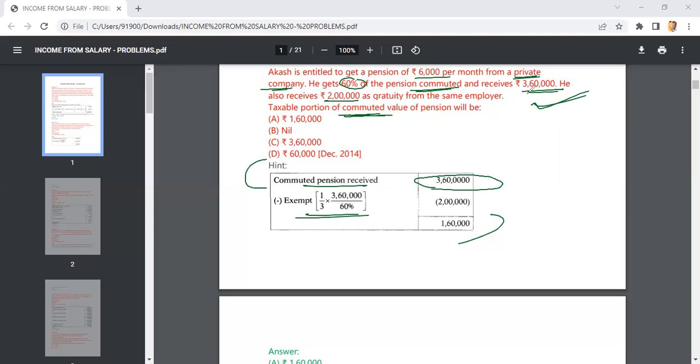This is the actual amount that he is going to receive, divided by, if they give the percentage, they usually give the percentage. So write down that percentage, 60% or 60/100 you can do. So when you substitute this, you will get 2 lakh rupees. So 3,60,000 minus 2 lakh, you will get 1,60,000. Understood this?